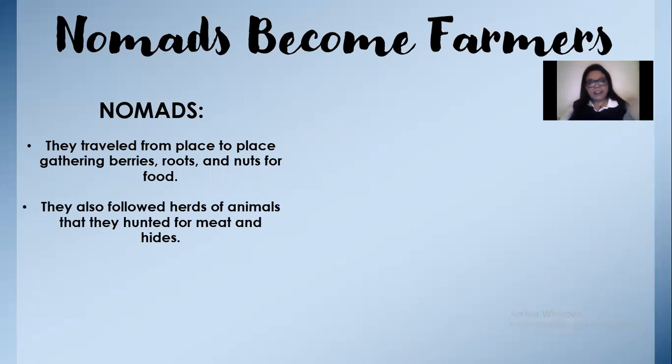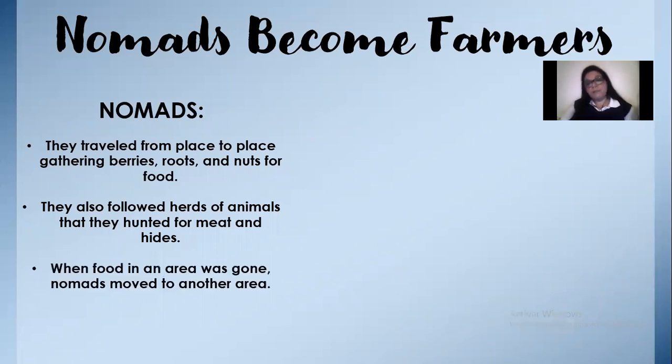They also followed herds of animals that they hunted for meat and hides. They didn't raise cattle. They didn't know how to do that. Okay? So they were in search of herds that were already formed in order to catch one of them, an animal, and get the food they needed. When food in an area was gone, nomads moved to another area. They didn't know the way to settle in a place in which they could make a living by growing crops or raising cattle. It didn't exist at that time.